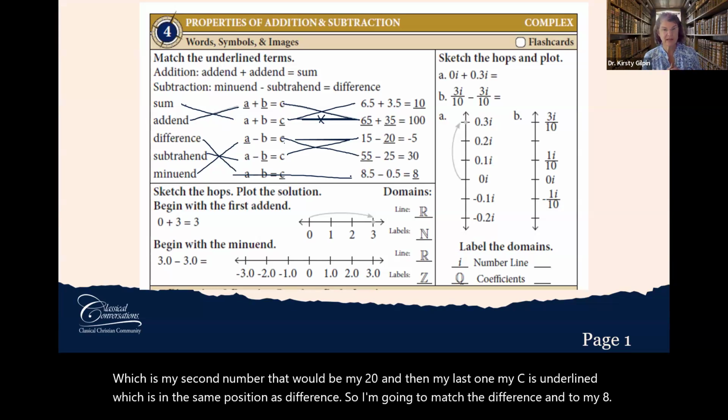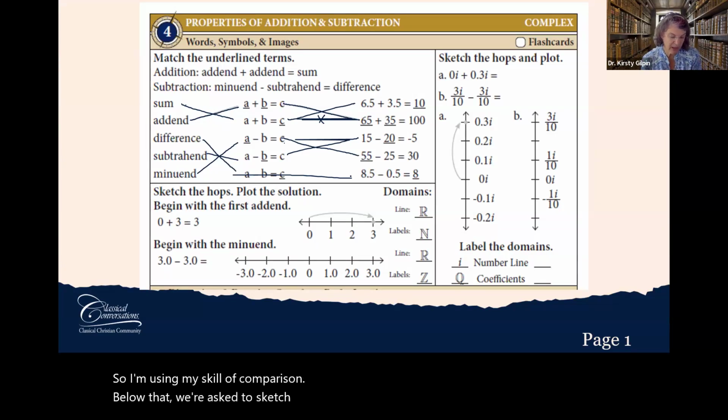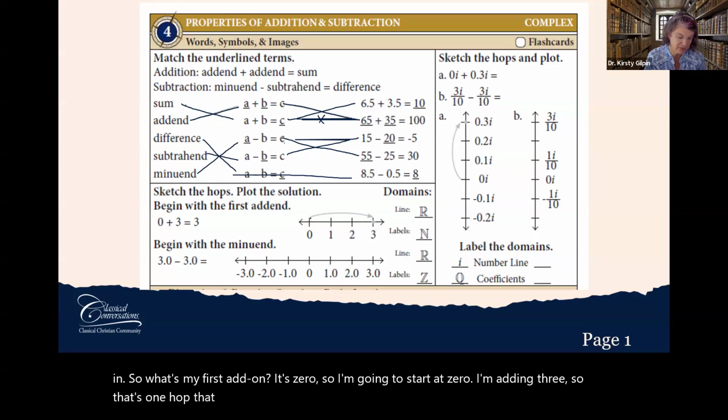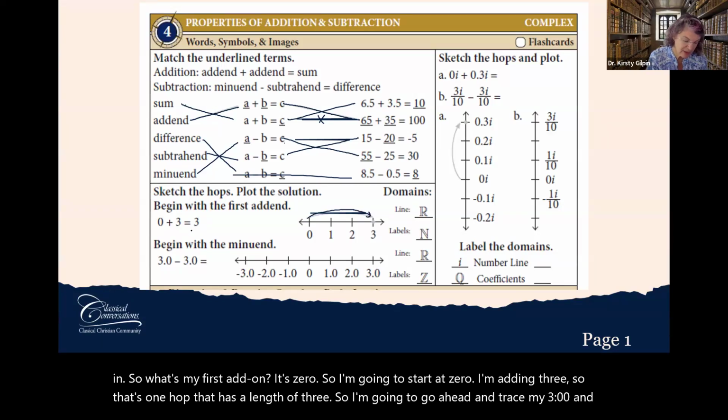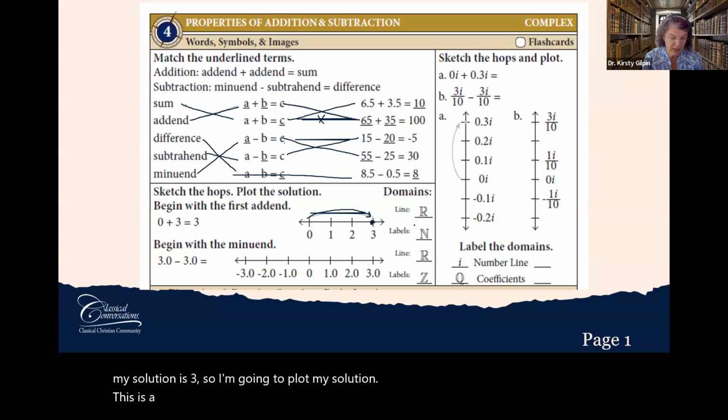So I'm using my skill of comparison. Below that, we're asked to sketch the hops and plot the solution and begin with the first addend. So what's my first addend? It's 0, so I'm going to start at 0. I'm adding 3, so that's one hop that has a length of 3. I'm going to go ahead and trace my 3. And my solution is 3, so I'm going to plot my solution. This is a line, so it's my real number line, and all of my labels are natural numbers.